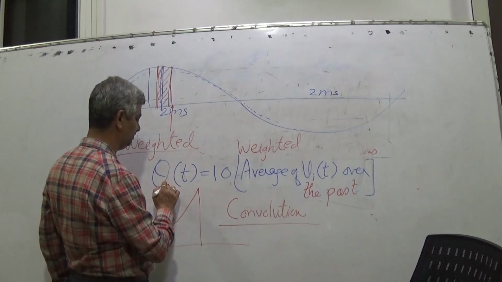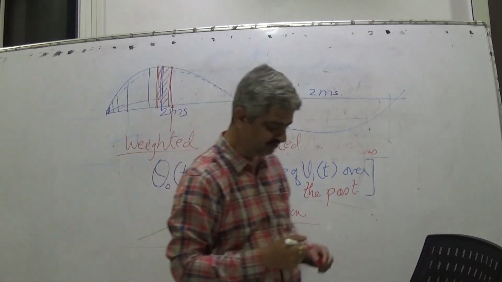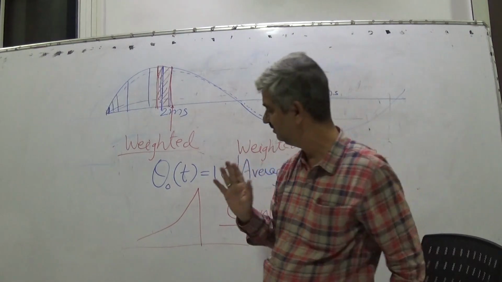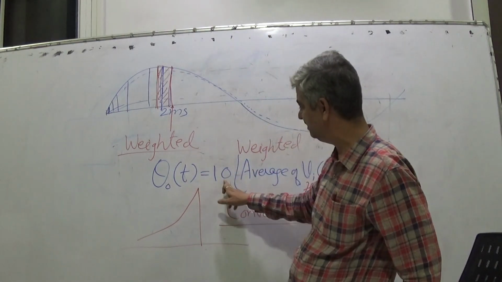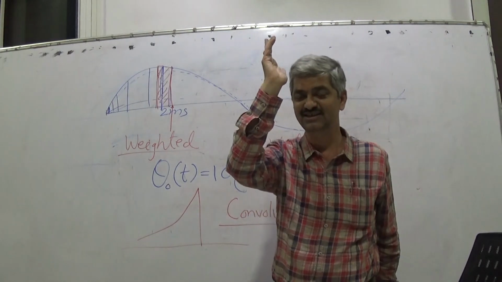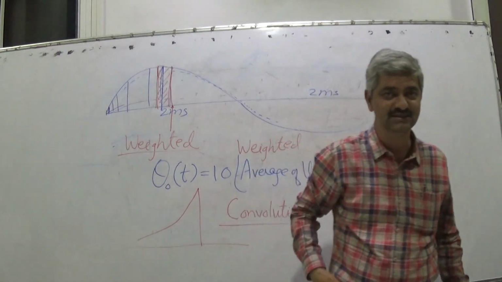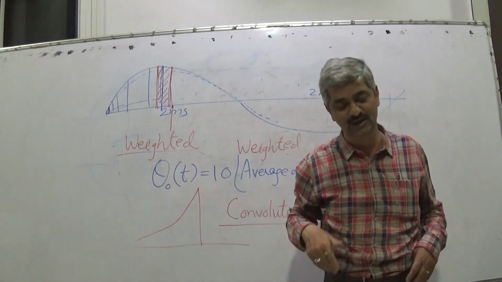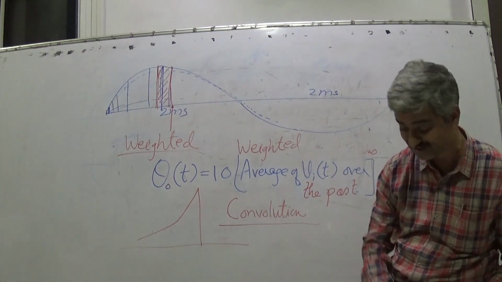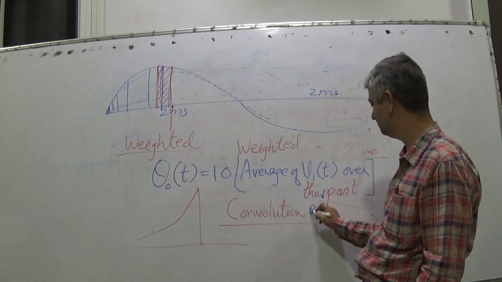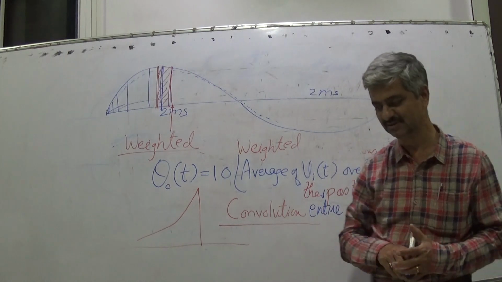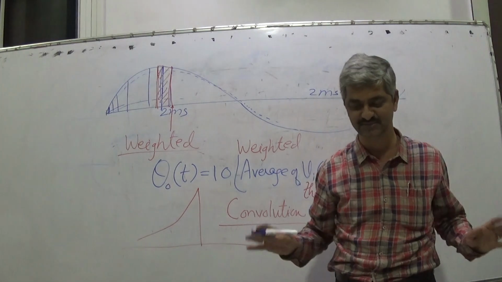You may not understand this to the actual extent right now, but just carry it with you, that the output is 10 times the weighted average of V in T over the past. That's a very broad term. Output is 10 times the weighted average of V in T over, to be very precise, the entire past. This is Introduction to Signals and Systems.